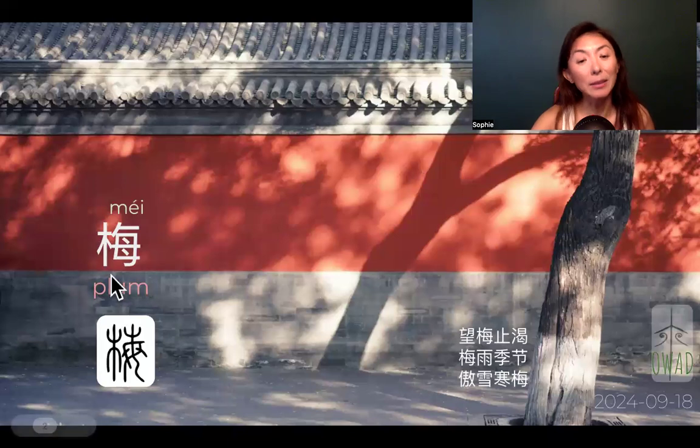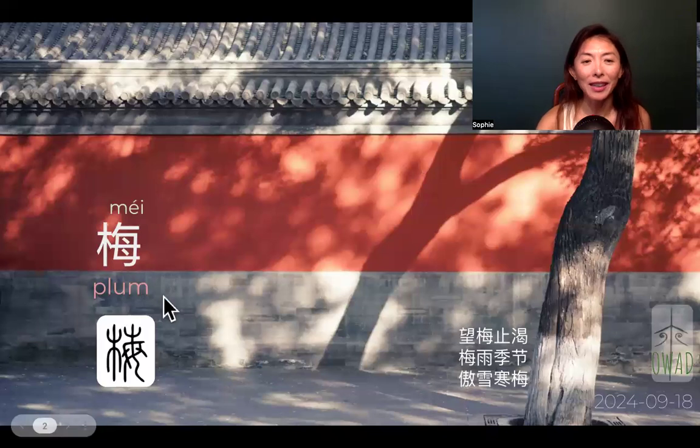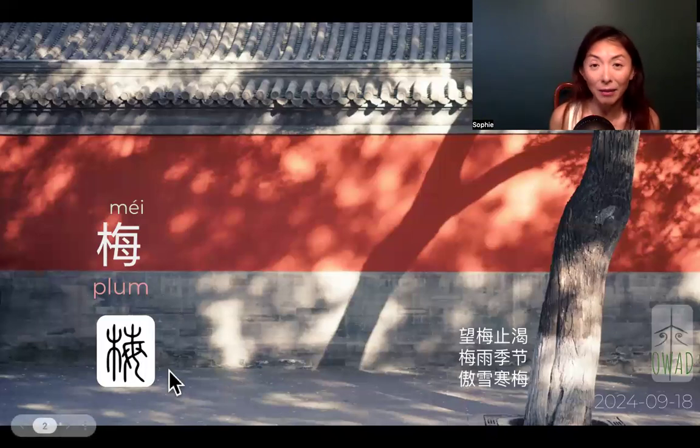Anyways, that's plum. And you look at this spelling, M-E-I. Does it look familiar to you? Mei is one of the most common female given names, so if you see that, no surprise. Tons of girls are given the name Mei. I guess this motherhood thing is probably embedded in there because it's associated with motherhood, so it's naturally a girl's name.